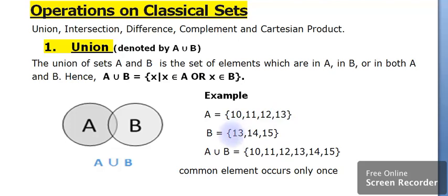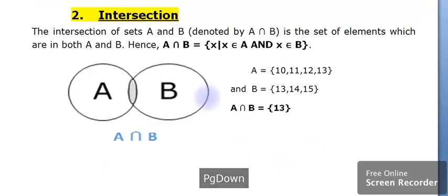Now A union B is given by this set, which consists of all the elements in set A and set B: 10, 11, 12, 13. B also contains the element 13, but a common element occurs only once in the resultant set. So 10, 11, 12, 13. Again 13, so no need to write it again. Then come to 14 and 15. So this is the result of the union operation.